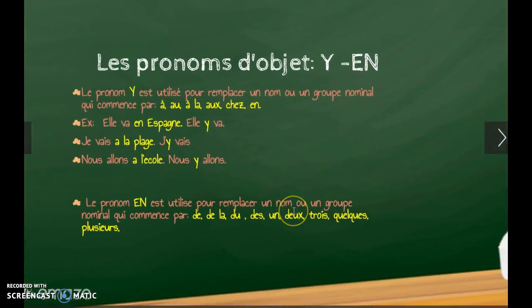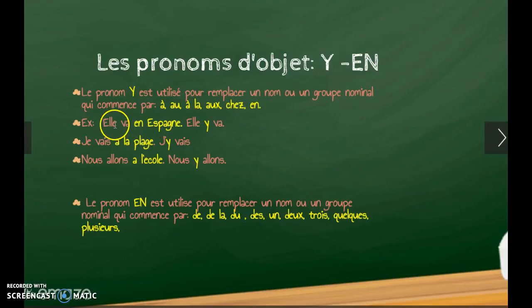Okay, here we go. Les pronoms d'objet are, that's what they're called, y and en. They're called les pronoms d'objet, and they are used to replace a noun, un nom ou un groupe nominal, a group of nouns. And usually these two are preceded by these keywords here highlighted in yellow: à, au, à la, aux, chez, or en, usually.